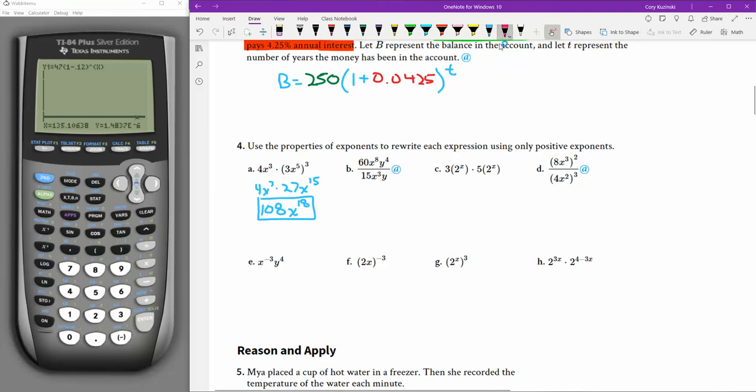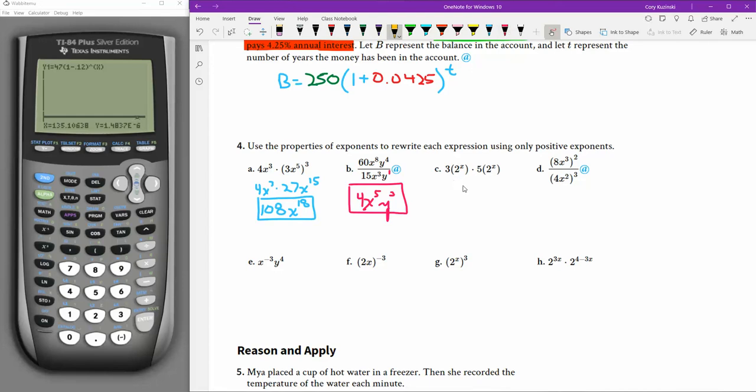Next up, 60 divided by 15 is 4. X to the 8th divided by x cubed is x to the 5th. 8 minus 3 is 5. Y to the 4th divided by y is y to the 3rd, as in 4 minus 1 is 3. So 4x to the 5th, y to the 3rd.